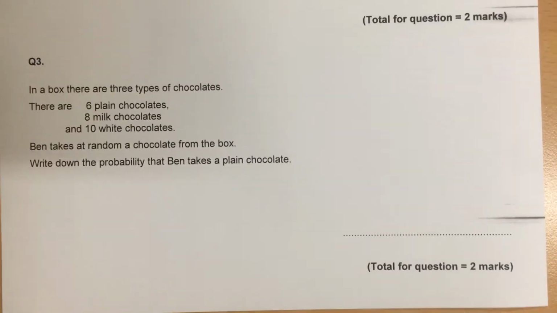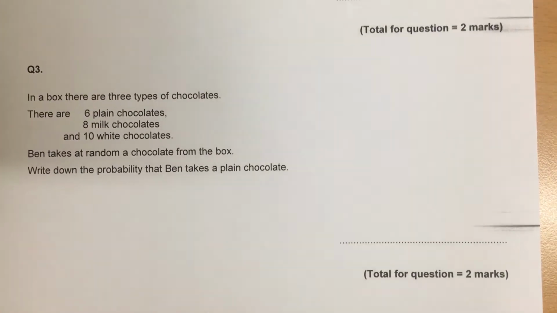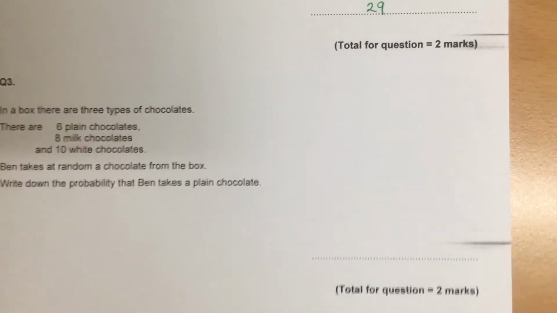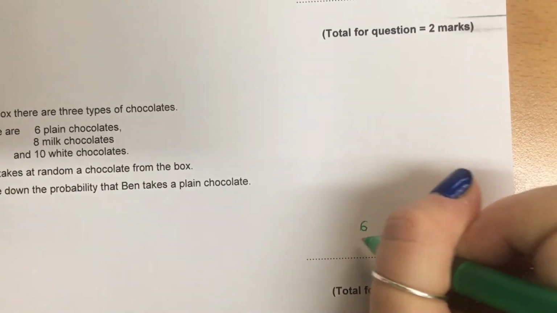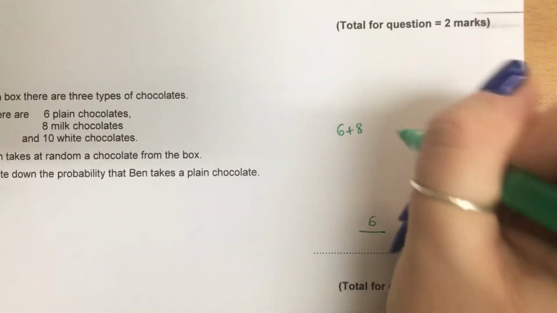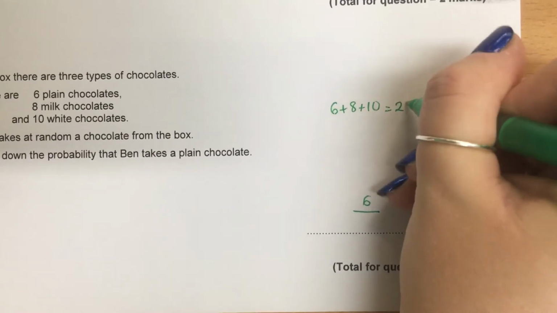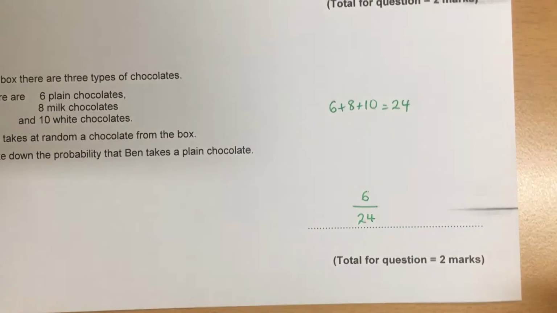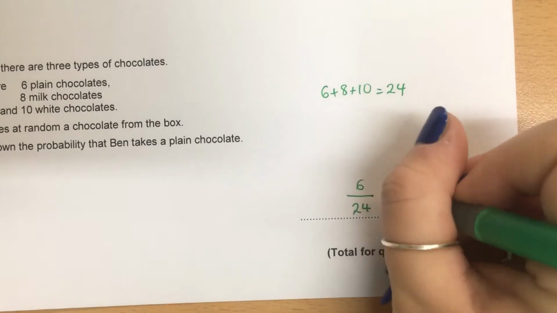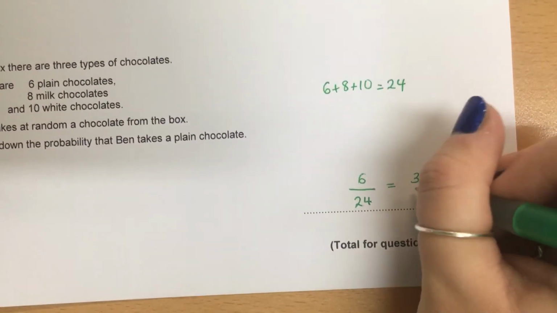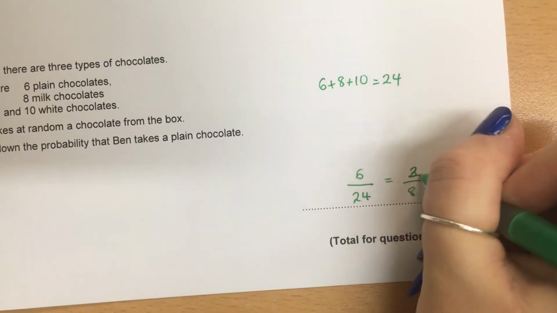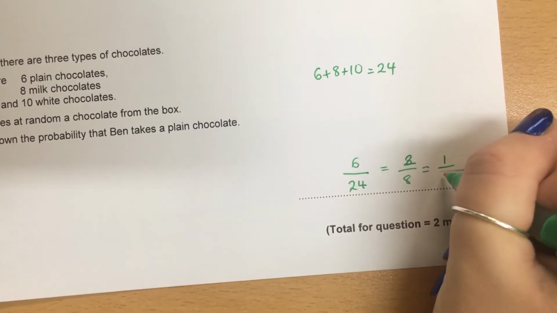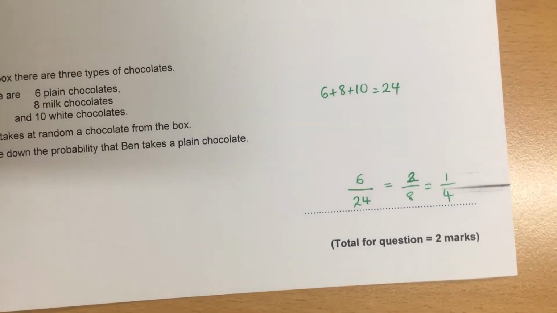Question 3, 6 plain chocolates, 8 milk and 10 white. Take at random a chocolate from the box, probability takes plain. So there are 6 plain. Over a total, we have to do 6, add 8, add 10, which is going to be 24. So 6 out of 24 is the final answer there. If you did simplify it, then you would get 3 over 12, and you can simplify again to a quarter. Either of those is fine.